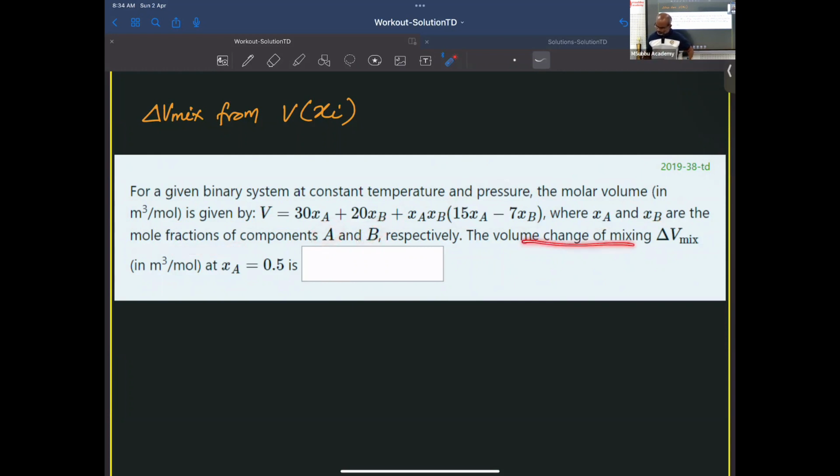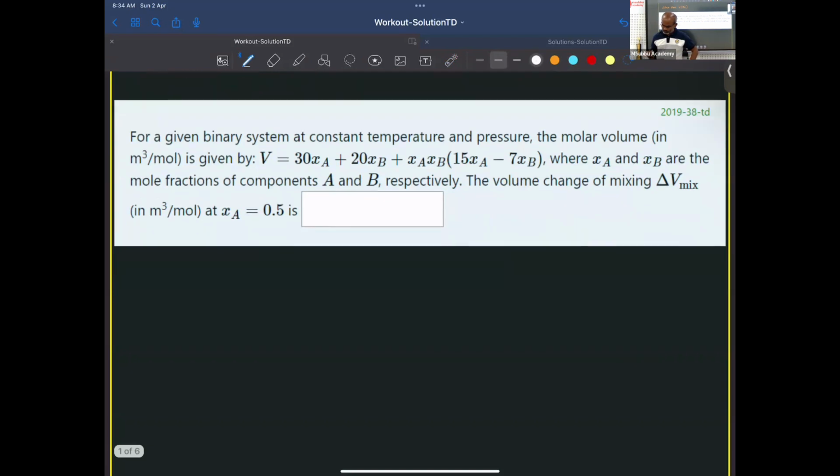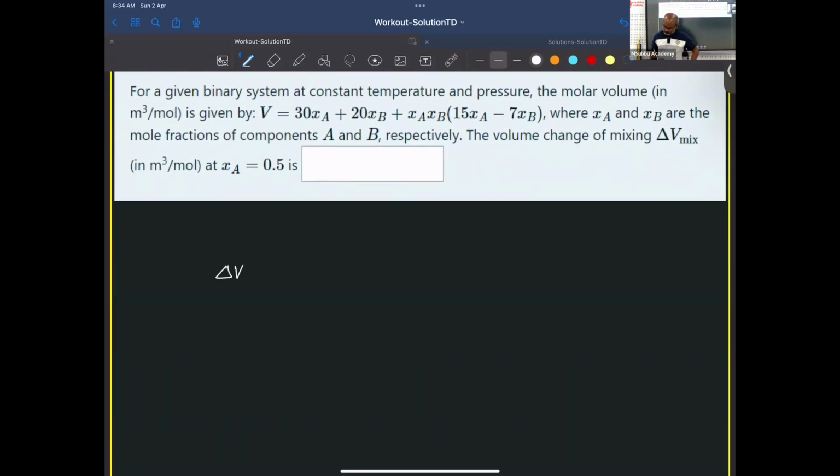The volume change of mixing at a composition of xA equal to 0.5 is how much? So we need to find the volume change of mixing from the expression of V. Before proceeding, we should write what is volume change of mixing. So delta V of mixing.